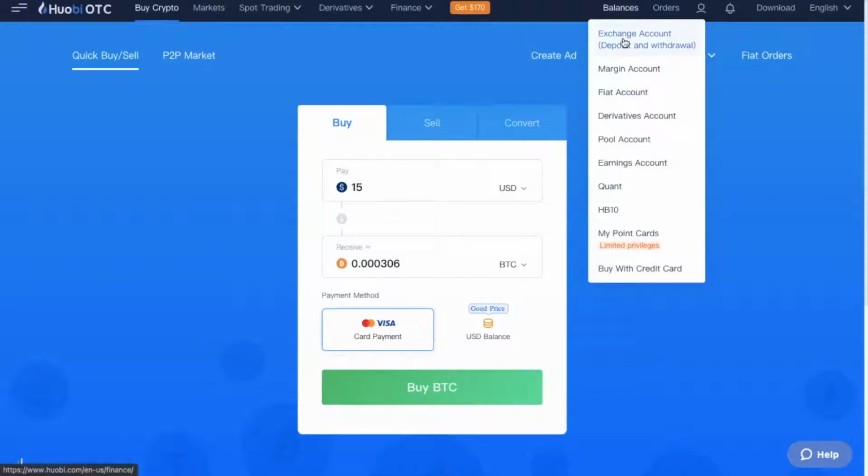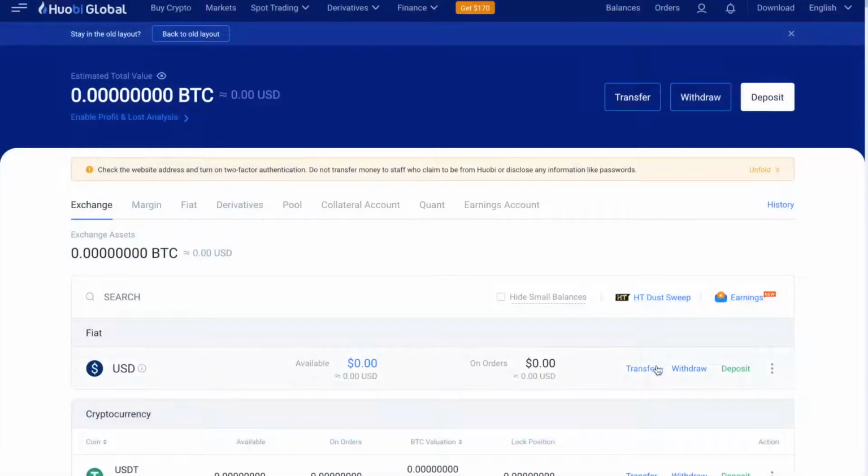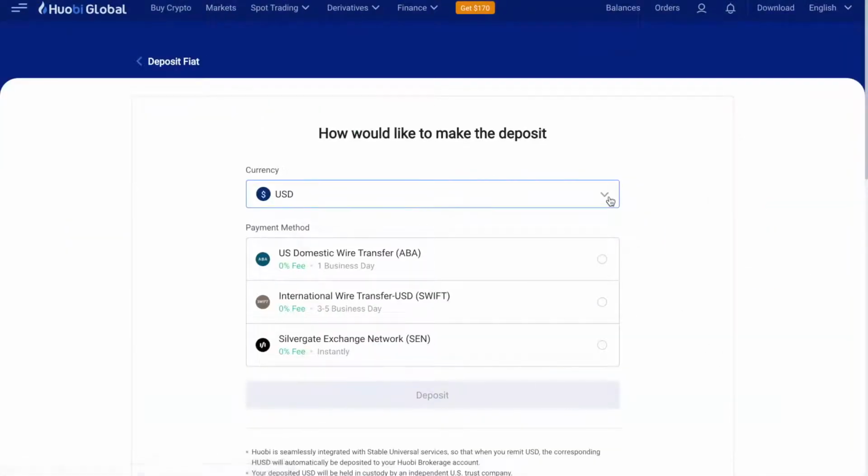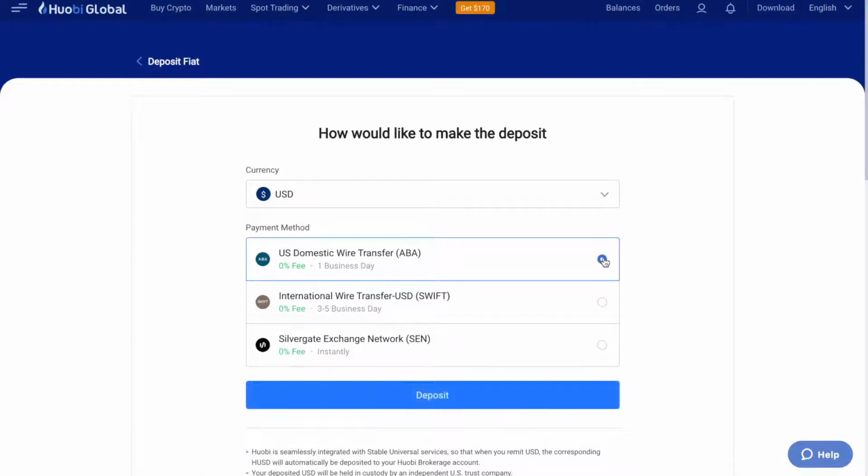Then go down to Exchange Account, which is for deposits and withdrawals. And you can deposit USD into here too, which you can do within one business day using domestic or international wires, and you'll need to go through an element of KYC from here. Just be aware that when you deposit your USD, Huobi will be holding your USD as HUSD, which is a stablecoin that is pegged 1-to-1 with the US dollar. And when you later go to withdraw your HUSD, it'll be exchanged into US dollars.